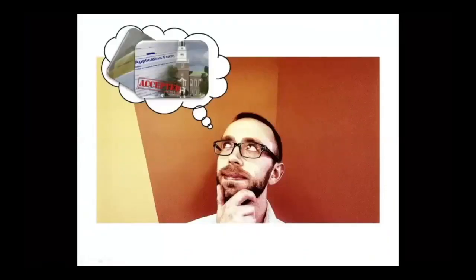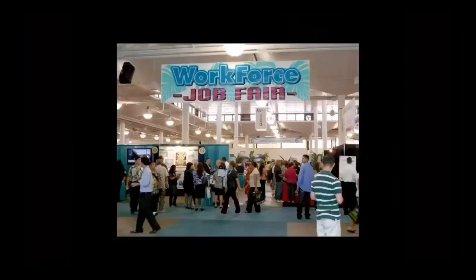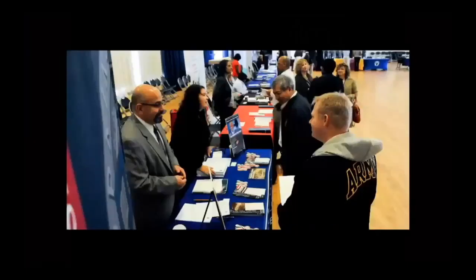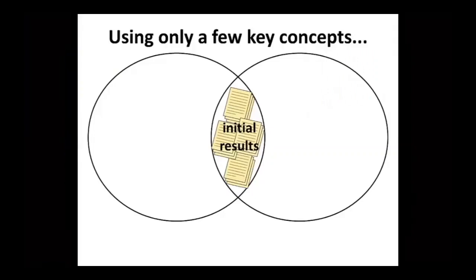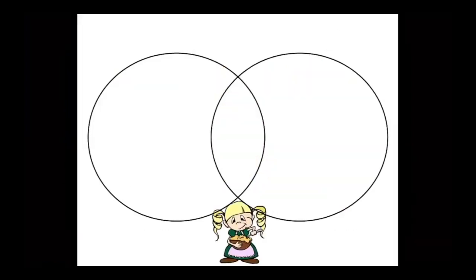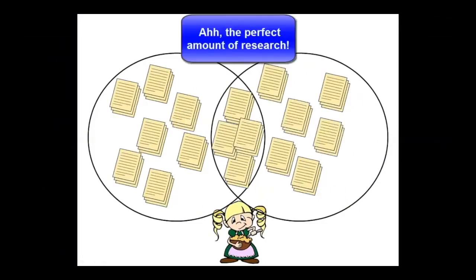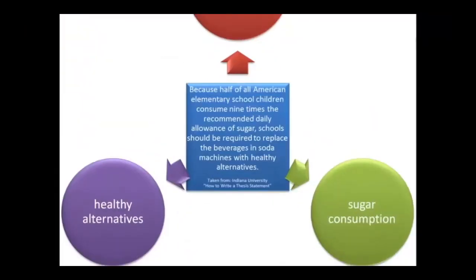Now you might be wondering, why would I want to use more than one search when these results seem fine? Well, what if you only applied to one college, or interviewed for one job? You'd be limiting yourself to all the other possibilities out there. The same goes for only trying one or two key concepts for a search. You'd be missing out on some great sources in the process. So just like Goldilocks, you have to work through too much and not enough to find what's just right for your research.